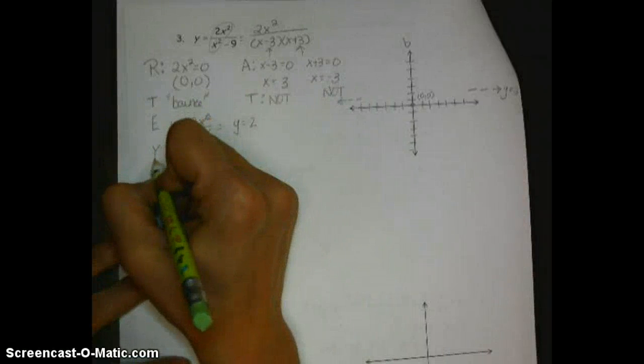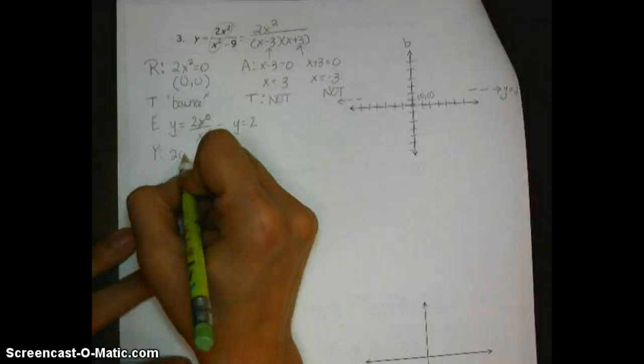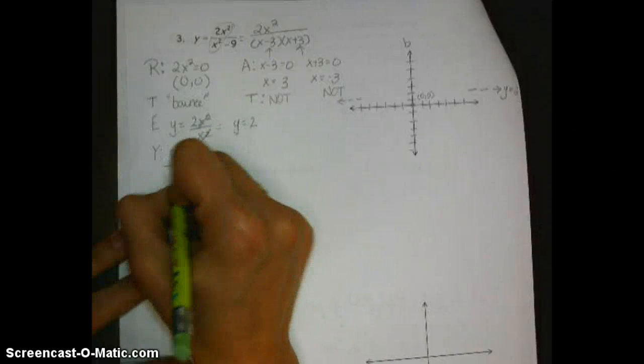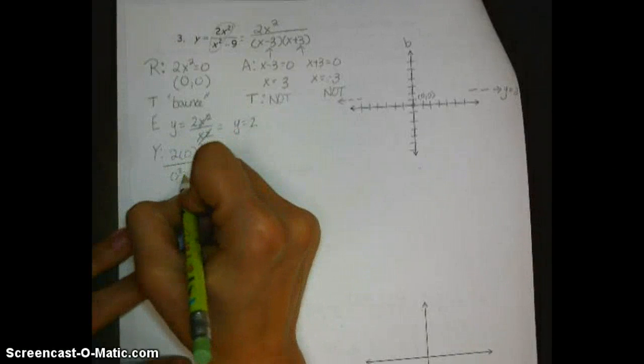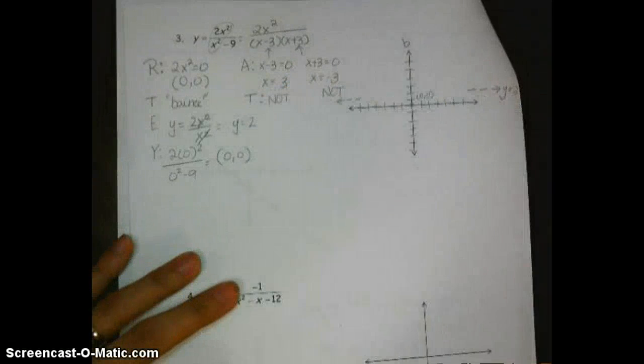And y is the y-intercept. The y-intercept is found when I substitute in 0 for all my x's. So if I plug in 0 on top, and 0 on bottom, I get back 0. We already have that point. I still have not done my asymptotes. We forgot to do that.